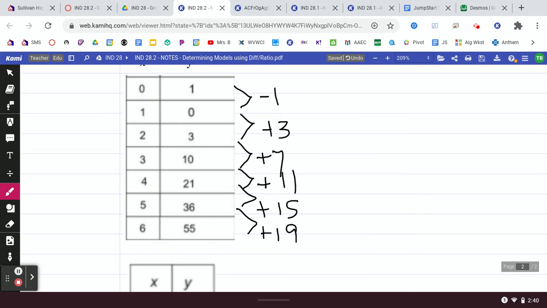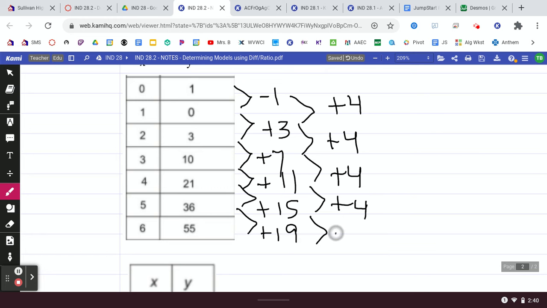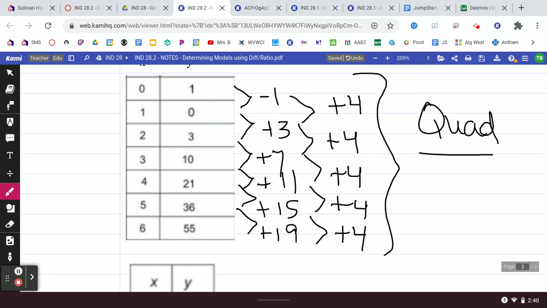Let's check second difference. To go from -1 up to +3 is a +4 move. Then you can see all the other ones. 3 to 7, 7 to 11, 11 to 15, and 15 to 19. I check off at second difference, which means my answer is quadratic. You need to show all of this work plus write the word quadratic. Okay?